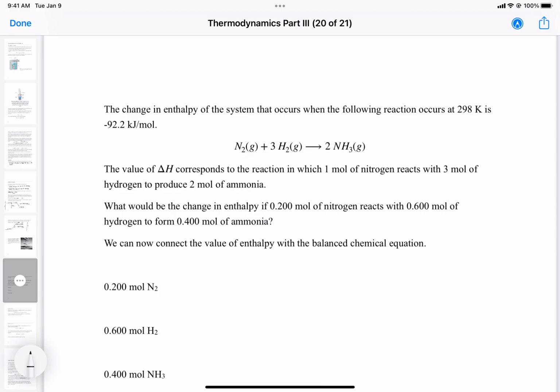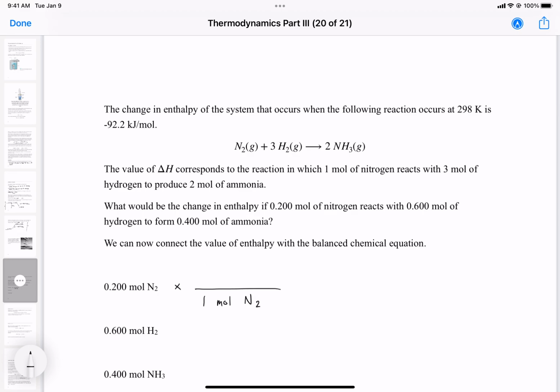So what would be the change in enthalpy if 0.2 moles of nitrogen reacts with 0.6 moles of hydrogen to form 0.4 moles of ammonia? We can do this by setting up our dimensional analysis. Now we can connect energy with the balanced chemical equation. So we know that for every 0.2 moles of nitrogen, and based on the chemical reaction, for every mole of nitrogen, let's set up our dimensional analysis right here.